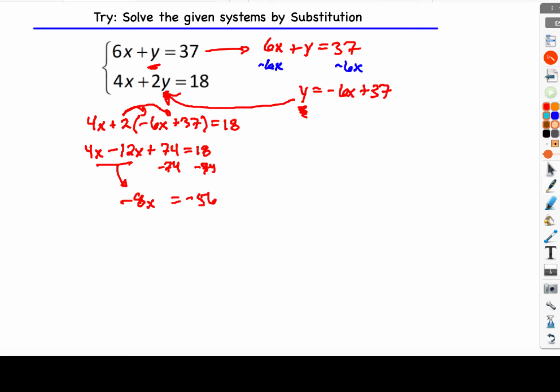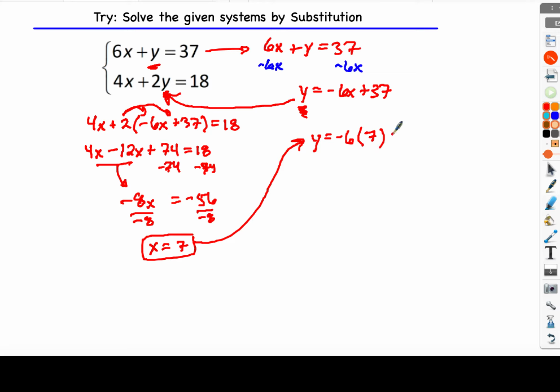And now, since we're multiplying by negative 8, let's divide by negative 8. And x equals 7. Take that x value, we're going to plug it back in to our other equation. Remember, this was the first equation up here, 6x plus y equals 37. Could be rewritten as y equals negative 6 times x, which we now believe to be 7, plus 37. So y equals negative 42 plus 37, or y equals negative 5.